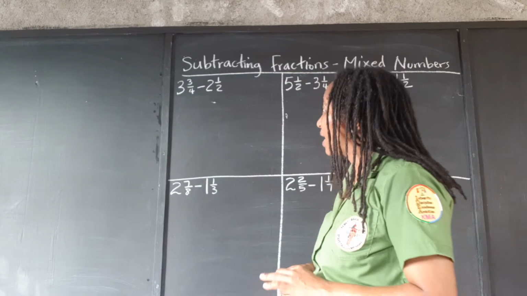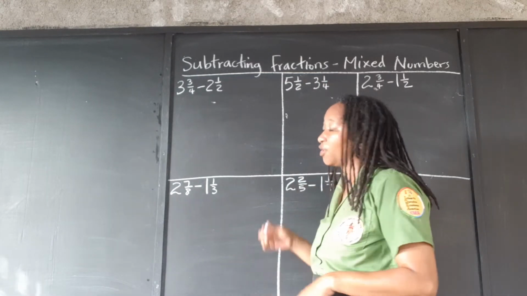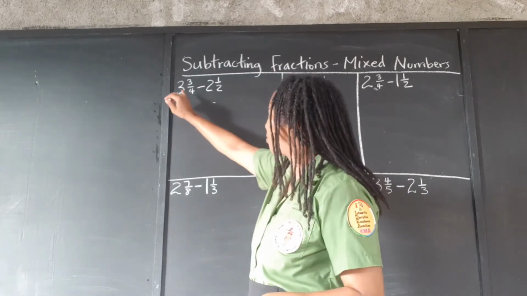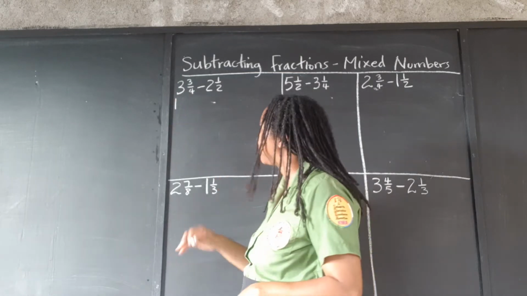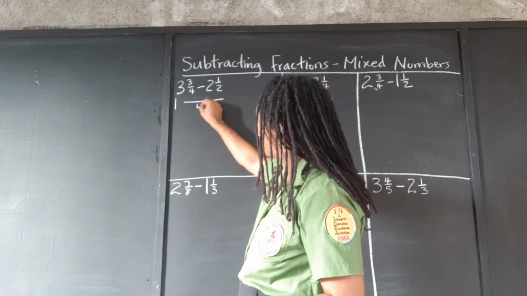So we have 3 3/4 and we're subtracting 2 1/2. So the first method, we're going to subtract the whole numbers. 3 take away 2, that gives 1. We're going to put that to the side. And we're going to find the LCM of 4 and 2, which is 4.